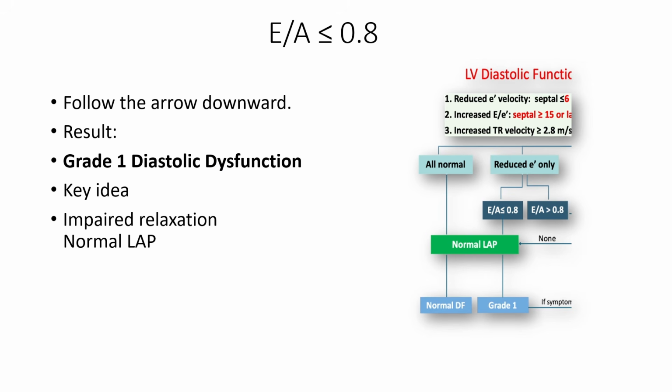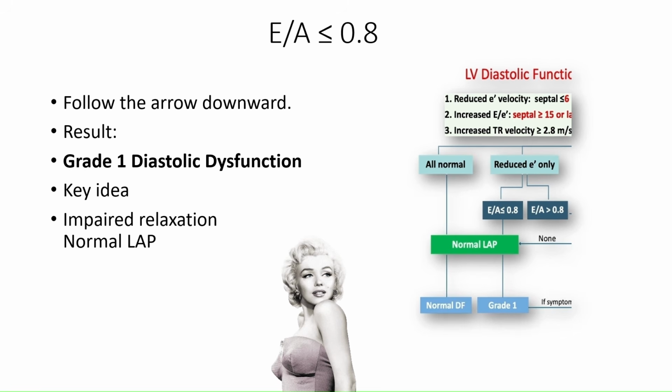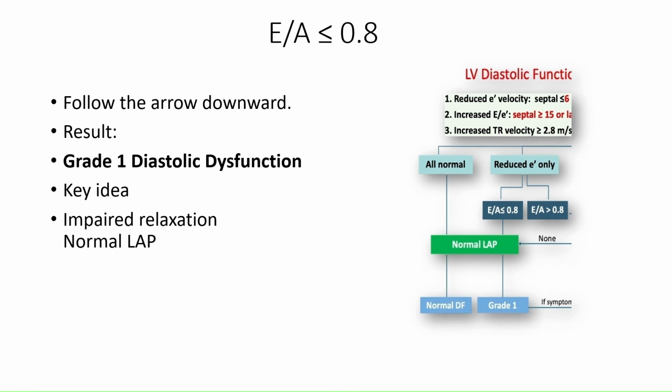Now, if the E to A ratio is less than or equal to 0.8, this basically is classic impaired relaxation. So the result would then be grade 1 diastolic dysfunction, where the patient presents with normal left atrial pressure. It represents early diastolic dysfunction.